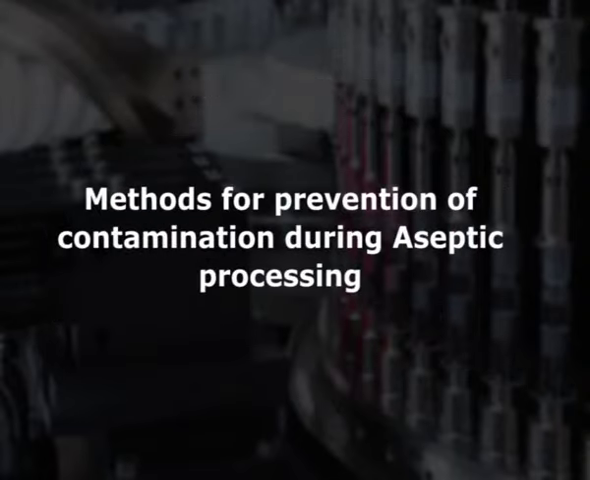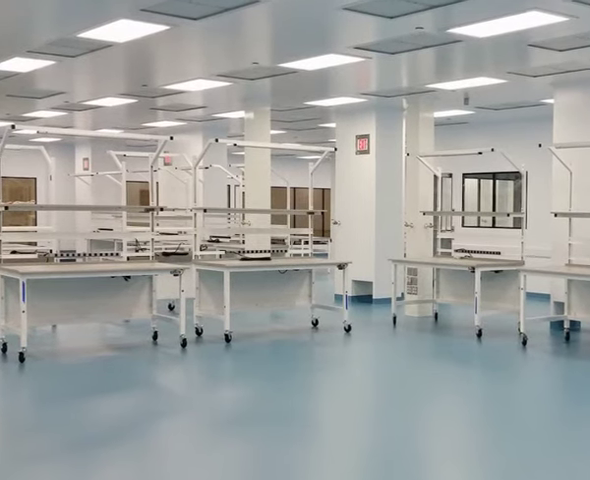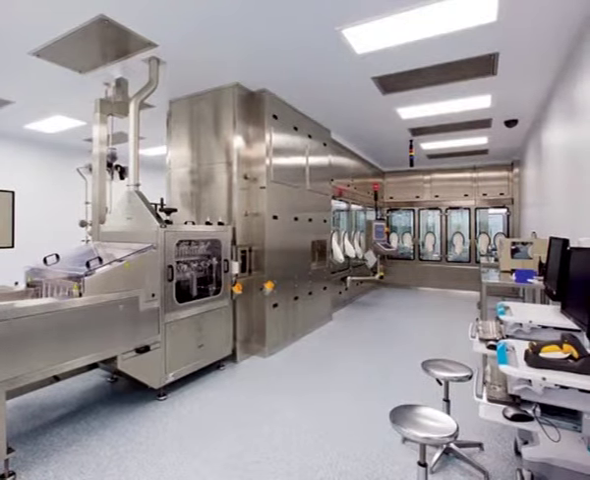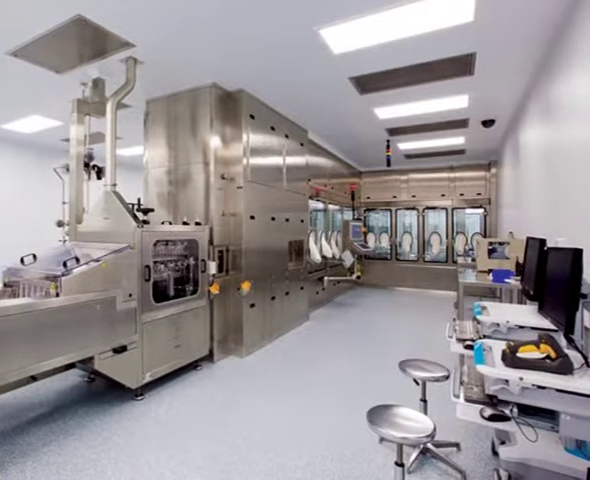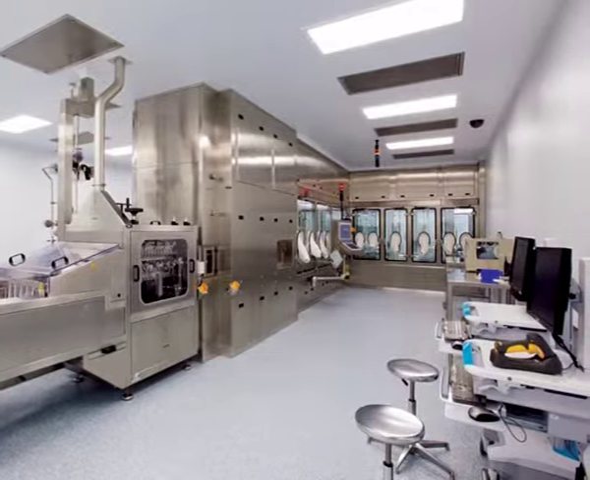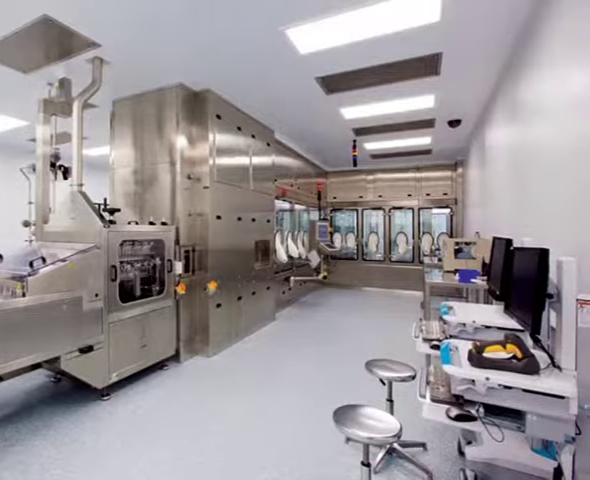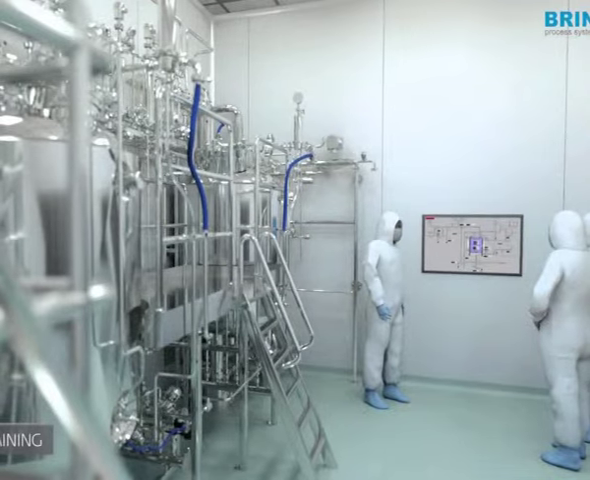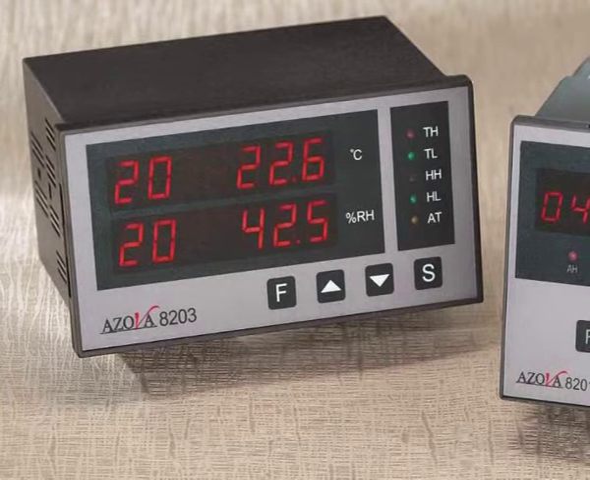Coming to the methods for prevention of contamination during aseptic processing. Operations shall be performed within specifically designed areas of adequate size. There shall be separate or defined areas or such other control systems for the firm's operations as are necessary to prevent contamination or mix-ups during the course of the different procedures. Floors, walls and ceilings should be smooth, hard surfaces that are easily cleanable. Temperature and humidity controls should be maintained.